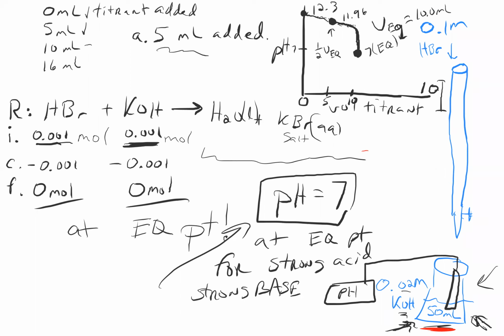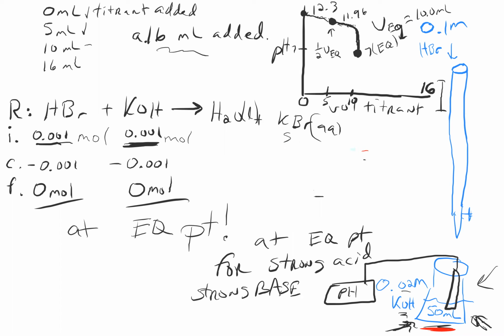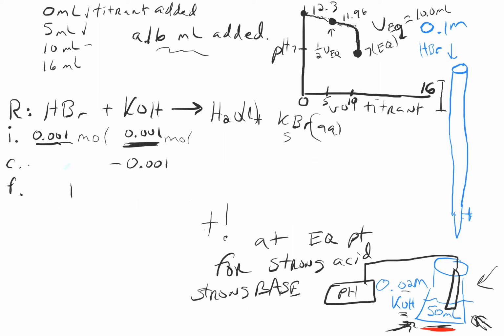So moving on. So we did 0, 5, and 10. We have one more point to consider, and that's at 16 milliliters. So instead of draining 10 milliliters, we're now going to drain 16. It's even more, right? How are things going to change?